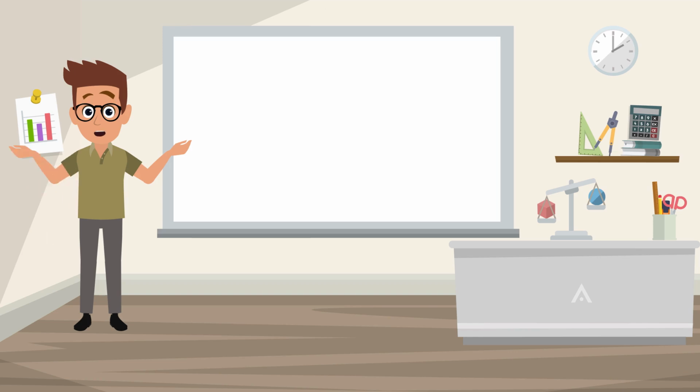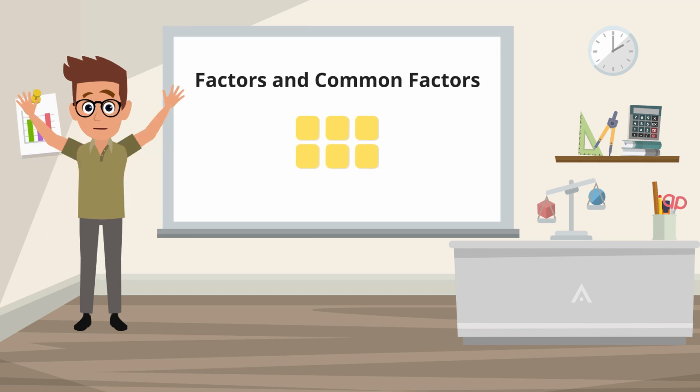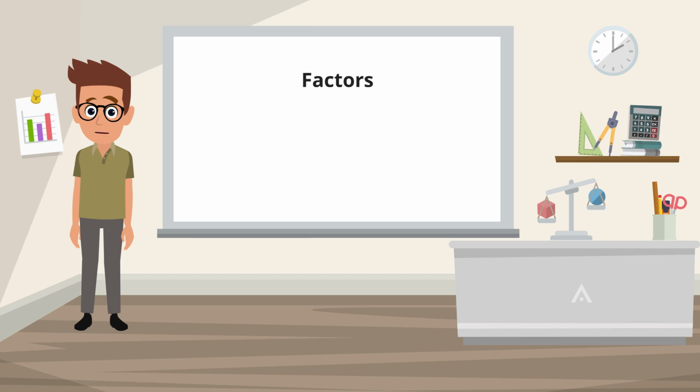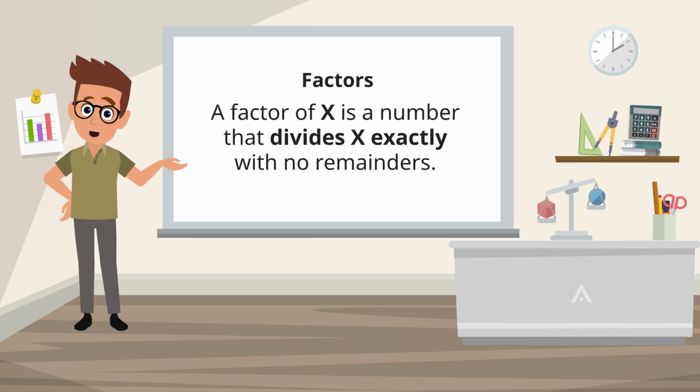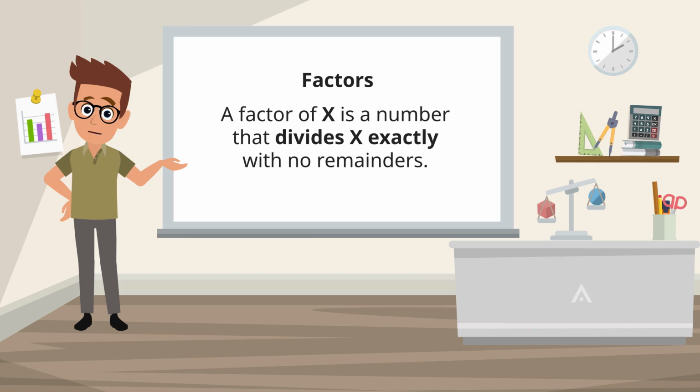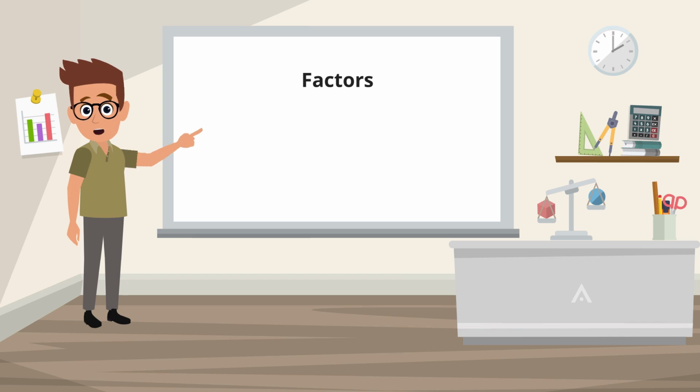Today, we will learn about factors and common factors. What are factors? If a number is x, a factor of x is a number that divides x exactly with no remainders. Let us find the factors of a number by forming arrays using cubes. After we find the factors of a number, we can find the common factors of two numbers. When two numbers have the same factors, these factors are common factors of the two numbers.